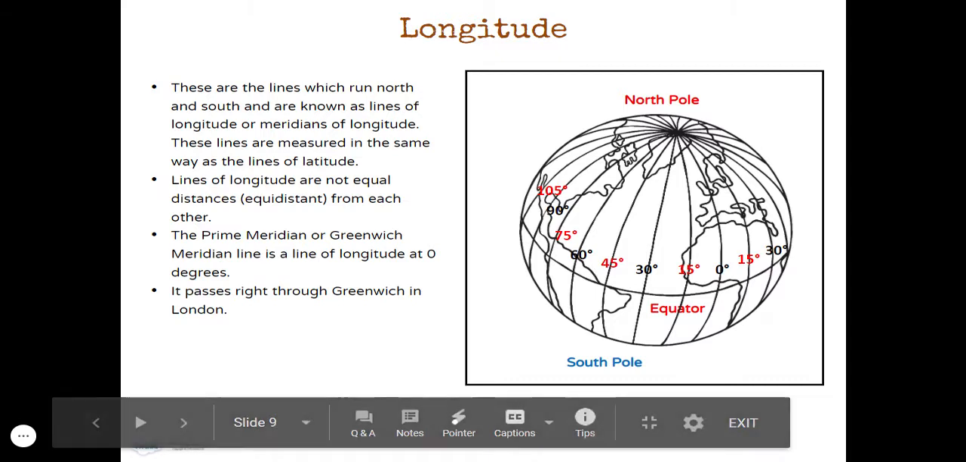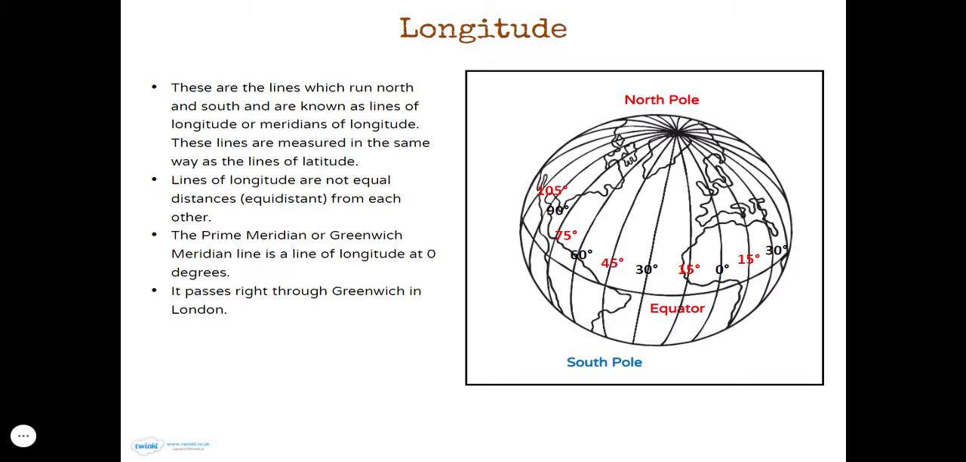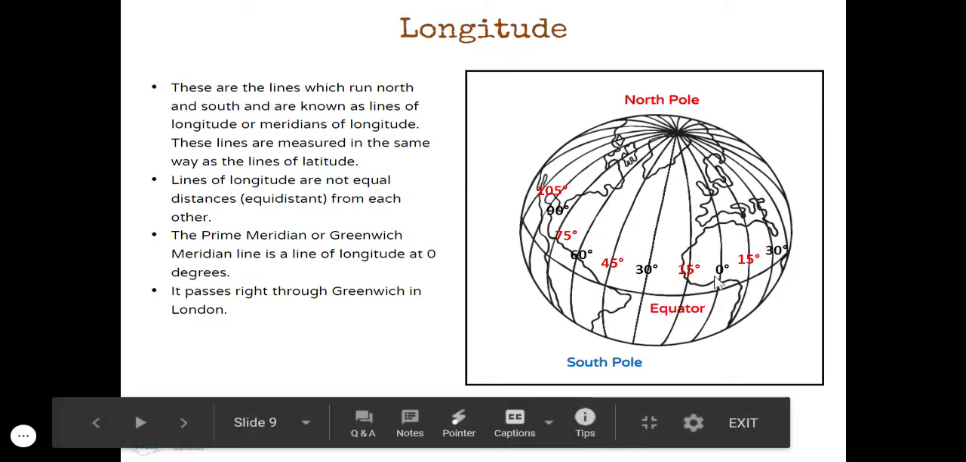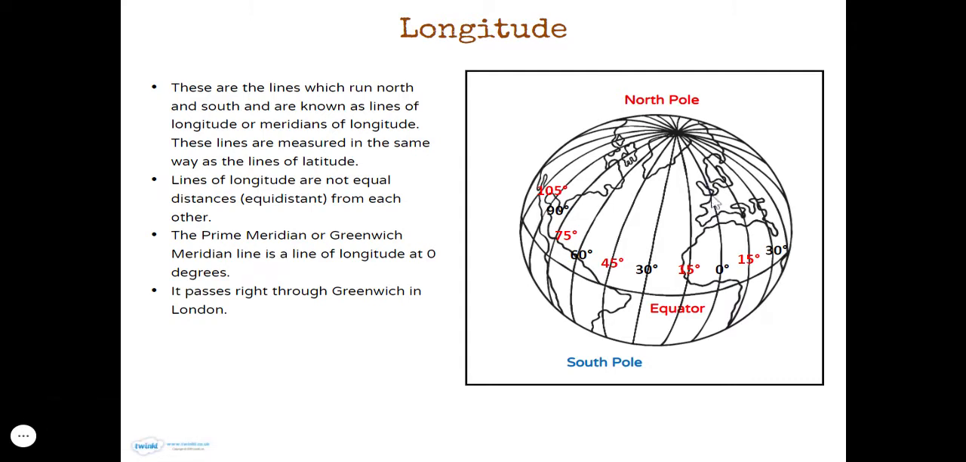So now longitude. These are the lines which run north and south and are known as the lines of longitude or meridians of longitude. These lines are measured in the same way as the latitude lines. Lines of longitude are not equidistant from each other. The prime meridian or Greenwich meridian line is a line of longitude at 0 degrees. So if you see that here, look, 0 degrees is this one. And it passes right through, just up here, Greenwich in London.